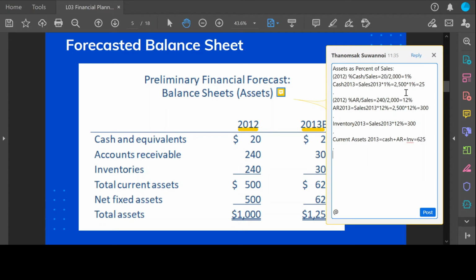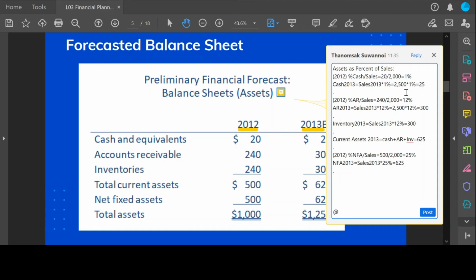Next, we're going to forecast net fixed assets. We will start with the calculation of the percent of net fixed assets to sales, which is equal to 25%. Then we can calculate net fixed assets in 2013 by using sales in 2013 as a starting point, multiplied by the percent of net fixed assets to sales, which is 25%. We get the forecasted net fixed assets in 2013 equal to 625.